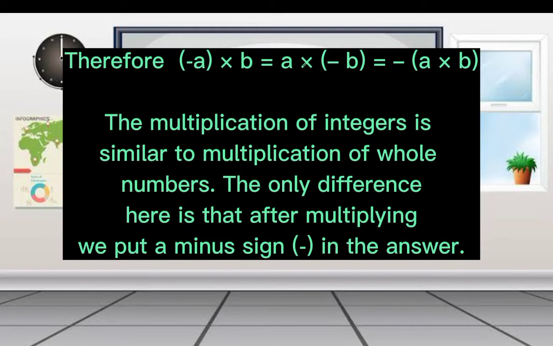Therefore, negative a times b equals a times negative b and equals negative (a times b). The multiplication of integers is similar to multiplication of whole numbers. The only difference here is that after multiplying, we put a minus sign in the answer.